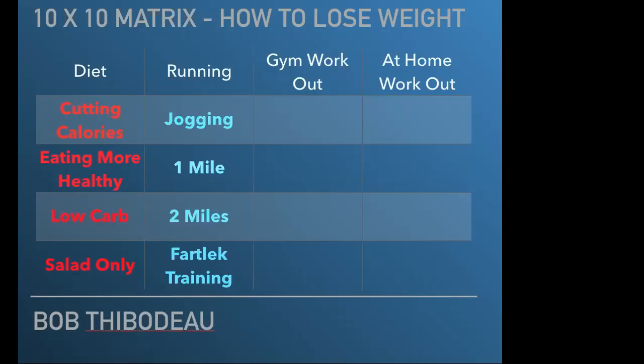If you're going to be talking about running the next day, okay, well, there's jogging. There's a 1-mile run, a 2-mile run. You got fartlek training, which is basically interjecting spurts of high-speed running in between the slow jogs.